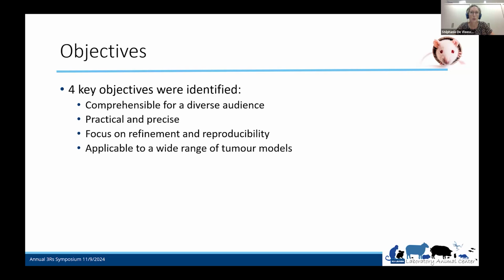Also defining, as I said, not only volume for subcutaneous tumors, but also for other tumors. And the focus was really on refinement and reproducibility. If you have a tumor model that is maybe better for welfare for the animals, but you cannot translate your results because the animal model is not good enough, then of course that makes no sense either. And we also defined that it should be applicable to a wide range of tumor models.